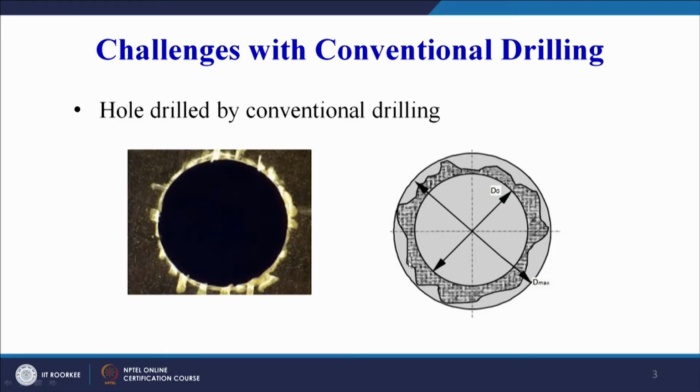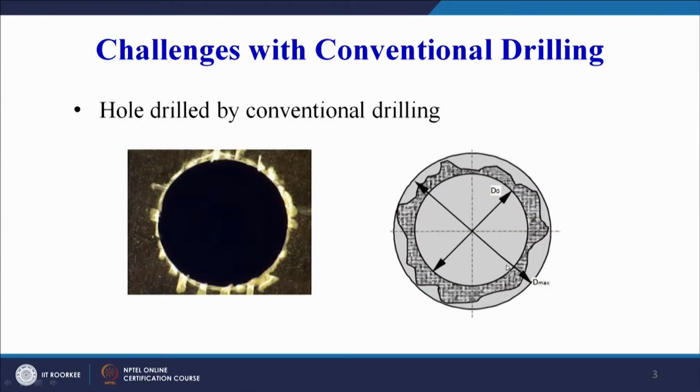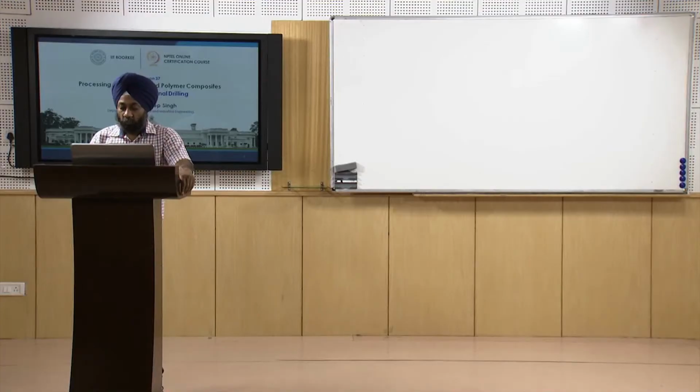And we have also seen the delamination factor as FD equal to D max by DO in one of our previous sessions. So here also D max is shown. This arrow represents D max, that is the maximum diameter up to which the damage has been reported or recorded or quantified, and this is the DO, that is our original diameter that we have planned. So the ratio of D max by DO is called the delamination factor. Now our objective is to minimize this damage.